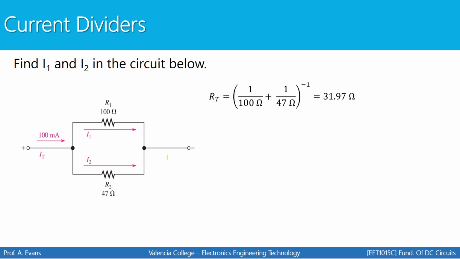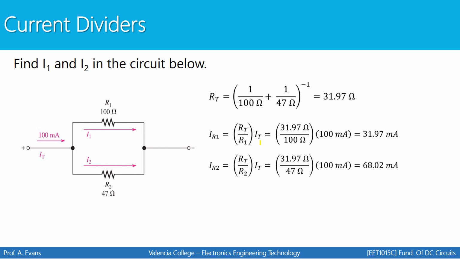To begin, you need to know the total resistance of your two paths. Then you're going to set up the general current divider formula. For IR1, that's going to be the total resistance over R1 multiplied by the total current going into the node. Repeat this process for R2 by simply changing the denominator from R1 to R2. And don't forget to use KCL to check your work.